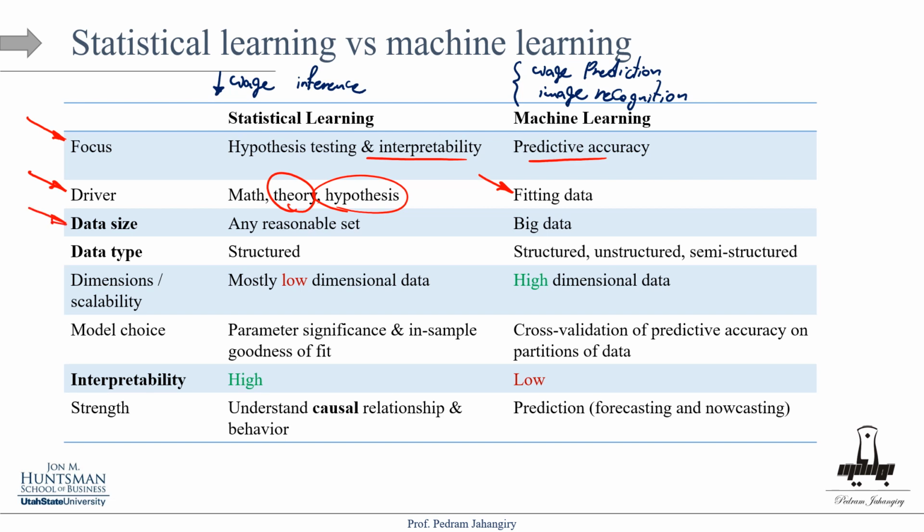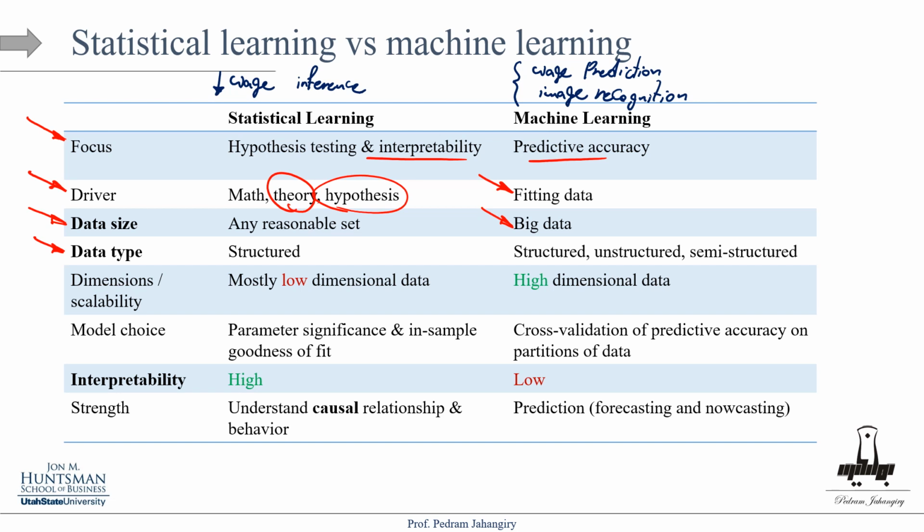Data size. In statistical learning, the data can be any reasonable data set. So for example, a data set of 30 cross-sectional observations might be enough, right? However, in machine learning, it's all about big data, right? Those three V's: volume, velocity, and variety, right? So in terms of volume, we're talking about millions or sometimes 100 millions of records. Velocity, in machine learning, we're talking about real-time or near real-time data sets, right? We're talking about seconds, milliseconds, etc. And when it comes to variety, this is important, the variety of the data. Let's actually explore it in a separate row.